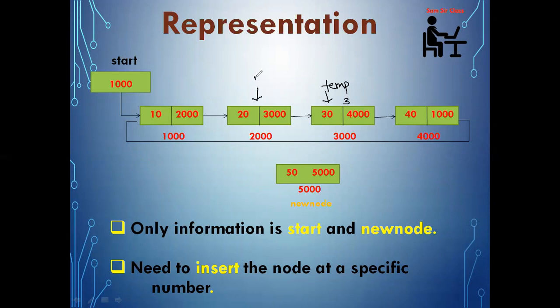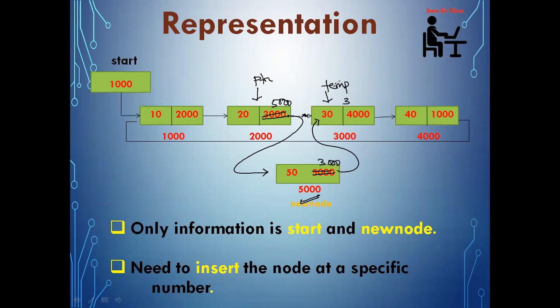But if the node is available, then temp is pointing to location number 3. I'll take the help of one more pointer which will point to the previous node of temp. So in between PTR and temp, I need to insert a new node. So PTR next will become new node so that this connection will be available. New node next will become temp so that the new connection will be established. And the previous one will be deleted.